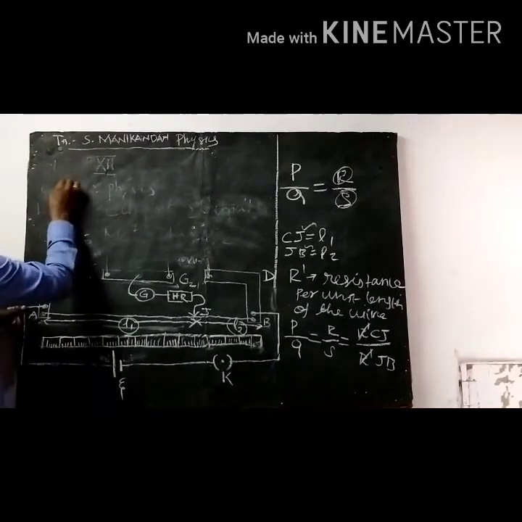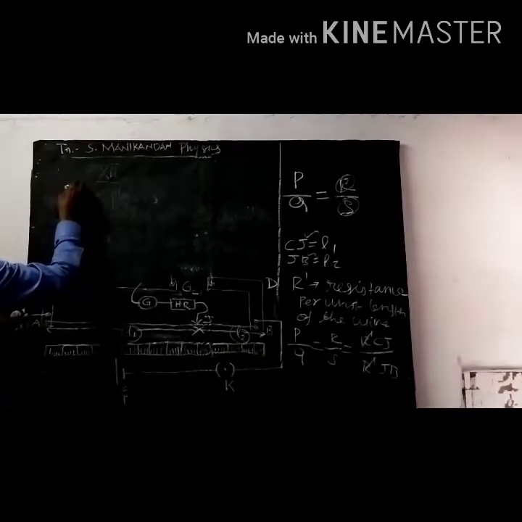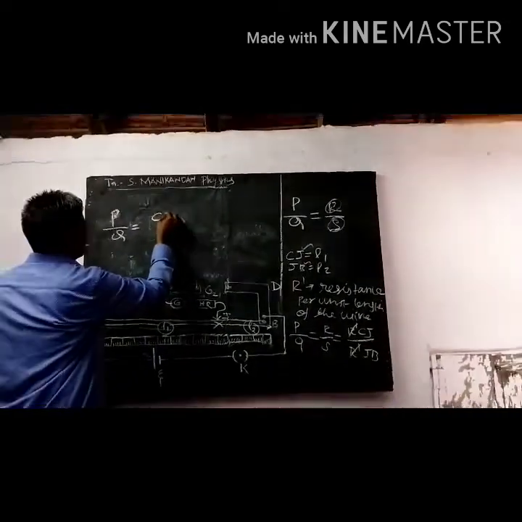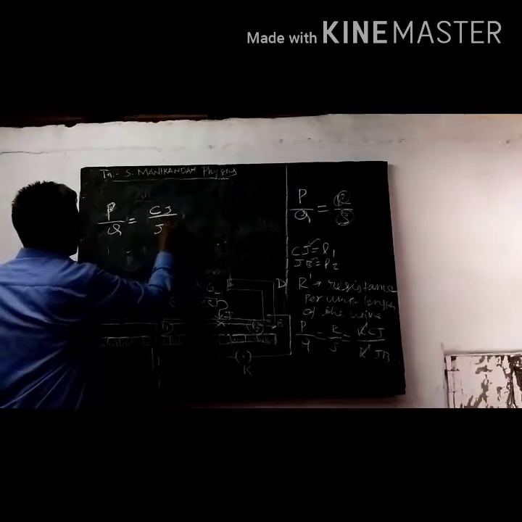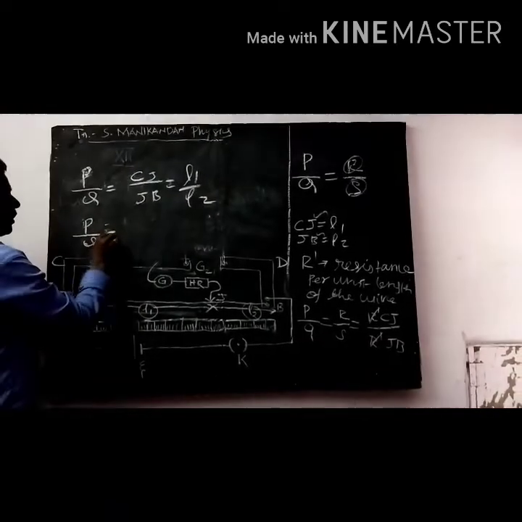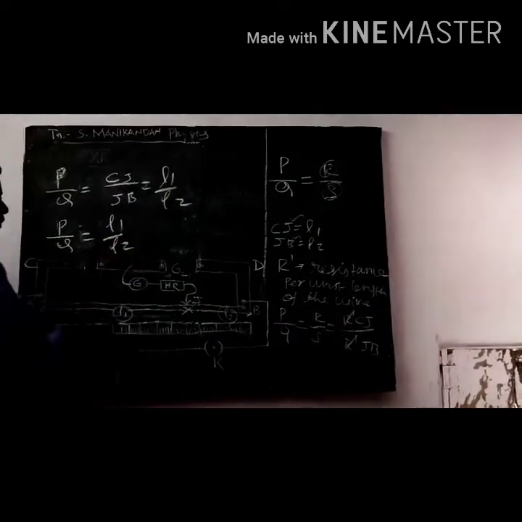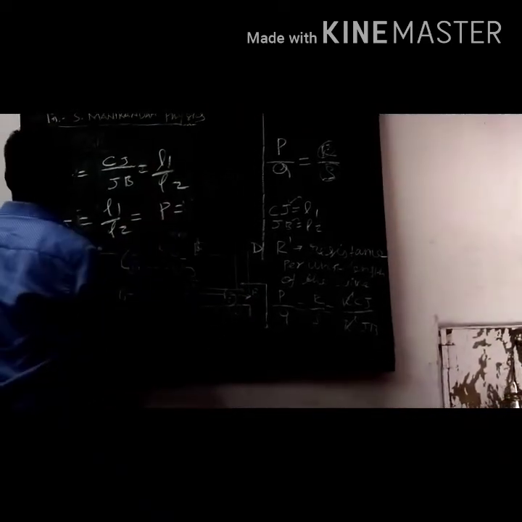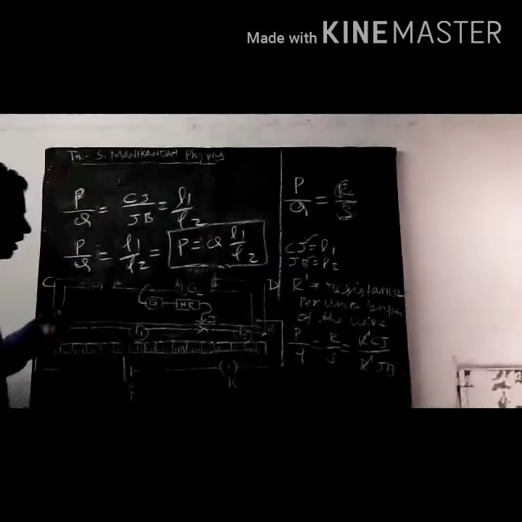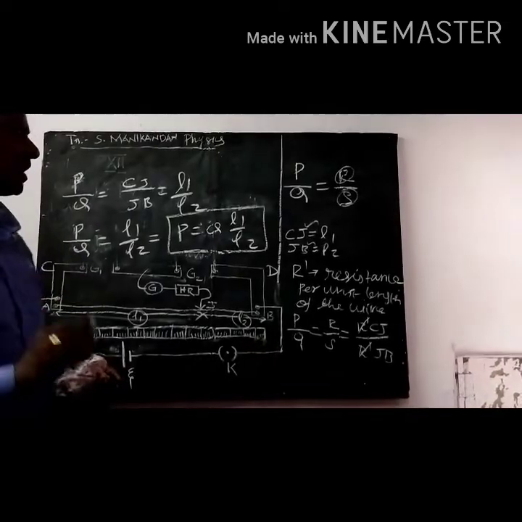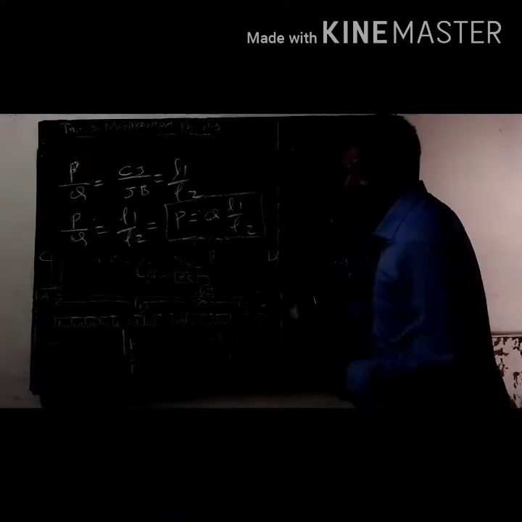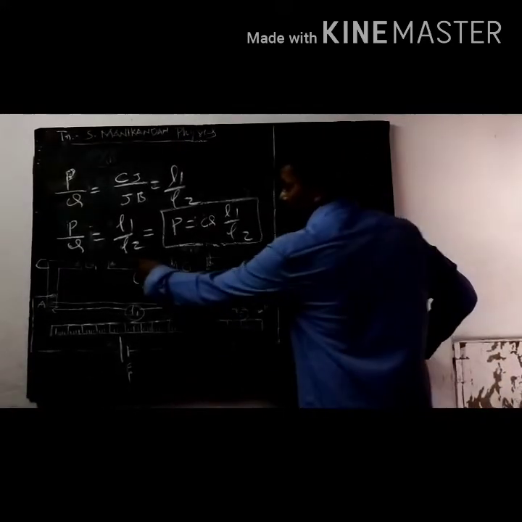P by Q is equal to CJ by JB is equal to L1 by L2. Now simply P by Q is equal to L1 by L2. Now simply P is equal to Q into L1 by L2. This is the required derivative for finding the unknown resistance.